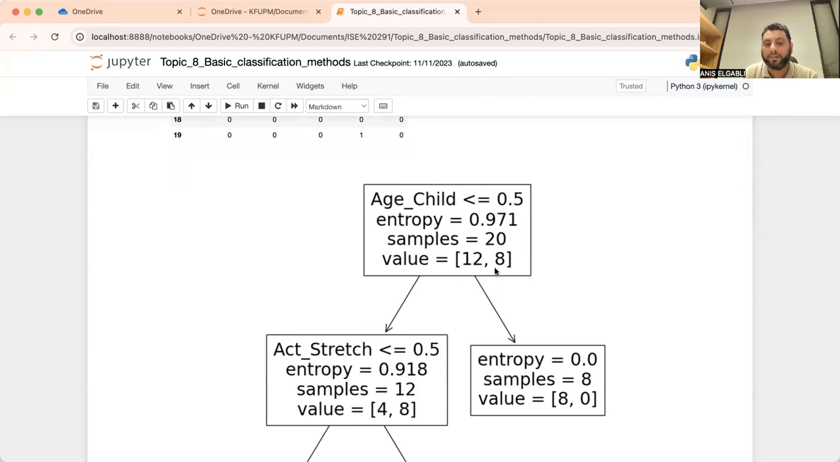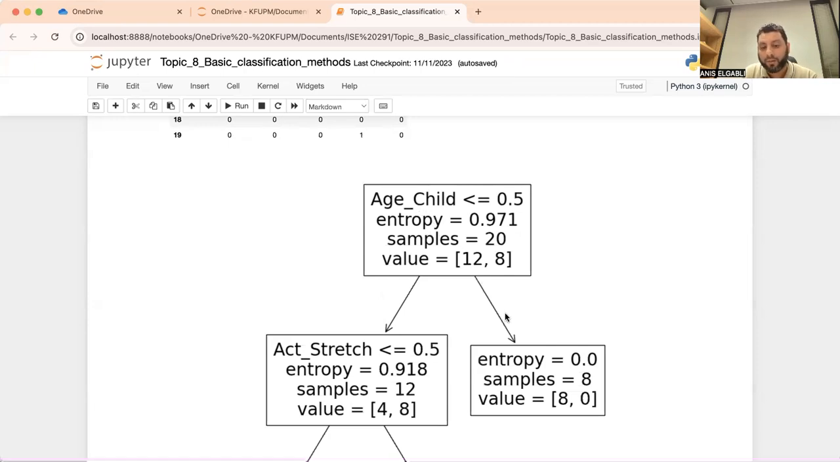Otherwise, we go to the right. Okay. So now when we go to the left, that means age is not equal to child. When age is equal to child, this is equal to 1, which is greater than 0.5. But when it's less than or equal to 0.5, that means age is not child, or in other words, age is equal to adult.